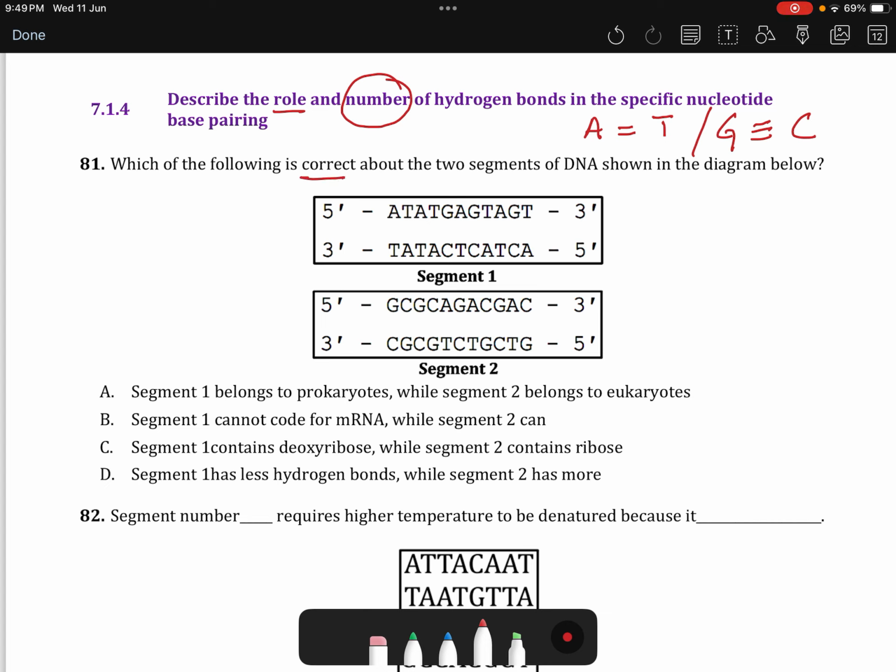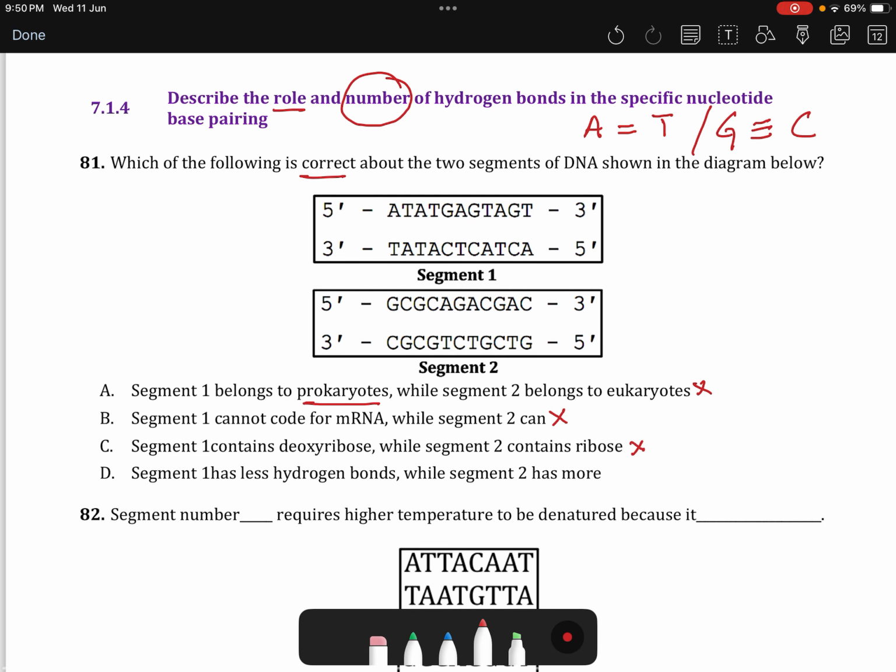Which of the following is correct about the two segments of the DNA shown in the diagram below? Segment 1 belongs to prokaryotes. How can it belong to prokaryotes? It's a DNA, so it's wrong. Segment 1 cannot code for mRNA. It's wrong. Segment 1 contains deoxyribose. Will segment 2 contain ribose? No, since both the segments are DNA, so no. Segment 1 has fewer hydrogen bonds while 2 has more. That's possibly correct, and we are only left with this one.